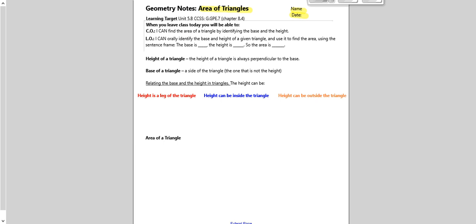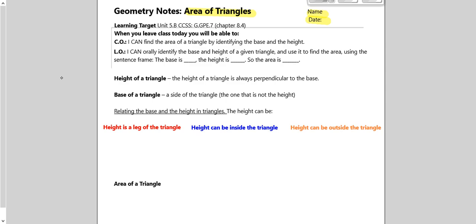Okay, so today, by the time we're done, we're going to be able to find the area of a triangle by identifying the base and the height. And then you'll be able to orally identify the base and the height of a given triangle and use it to find the area using the sentence frame: the base is blank, the height is blank, so the area is blank. Okay, so in this, let me zoom in a little bit for you.